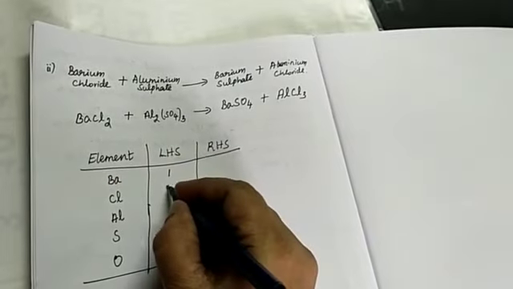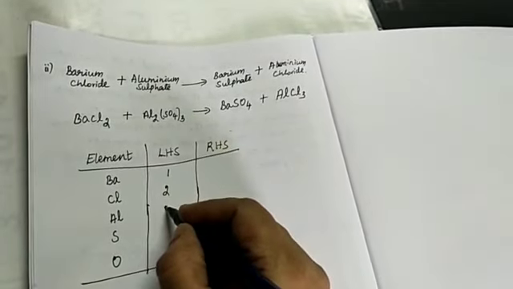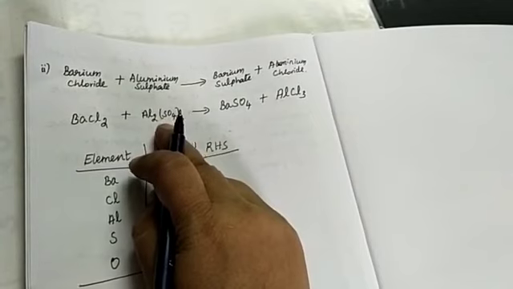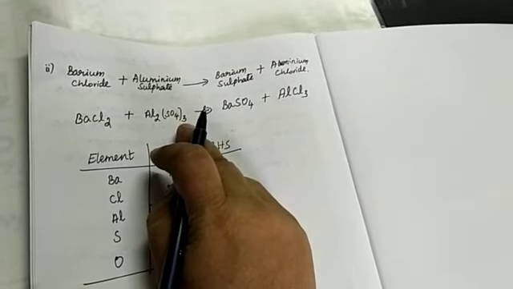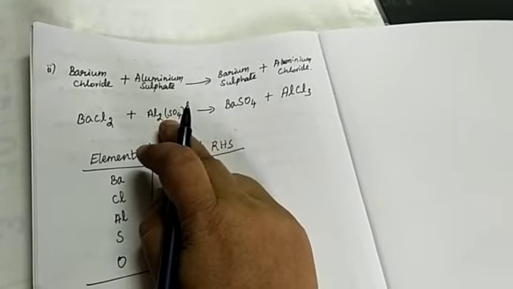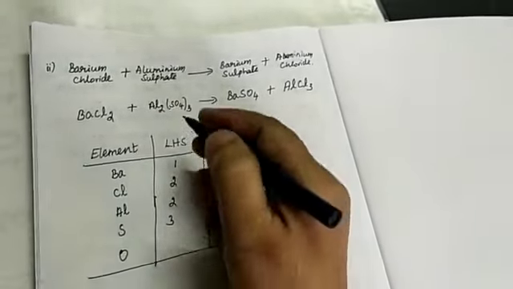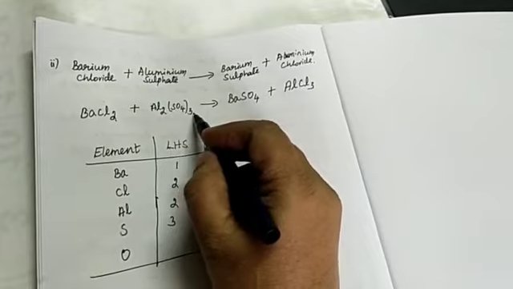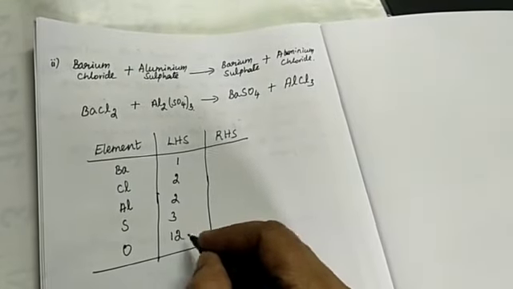Cl, 2 Cl. Aluminium, 2. Sulfur: when we write SO4 thrice, this 3 is common for sulfur and for oxygen. So 3 into sulfur, so 3 sulfur is present. For oxygen, 4 into 3, 4 3s are 12 oxygen is present.